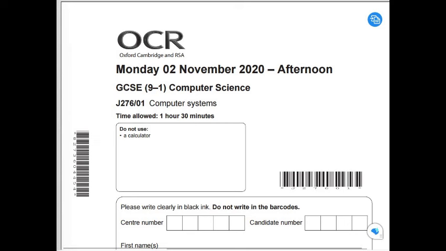Hello and welcome to another one of my past paper tutorial walkthroughs. Today I'm going to go over the 2020 past paper for the OCR GCSE Computer Science. And yes, it's from November 2020.